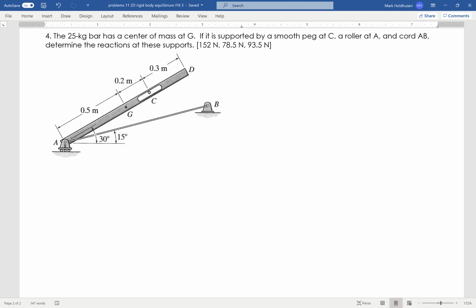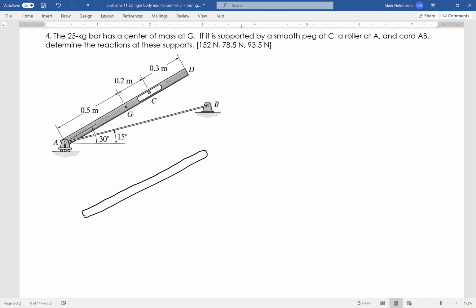All right, we want to find basically the reactions and the tension in the cord for this system. Now, what it says here at the start is that it's got a 25 kilogram bar with a center of gravity. So let's talk a little bit about that. We'll start drawing this free body diagram.